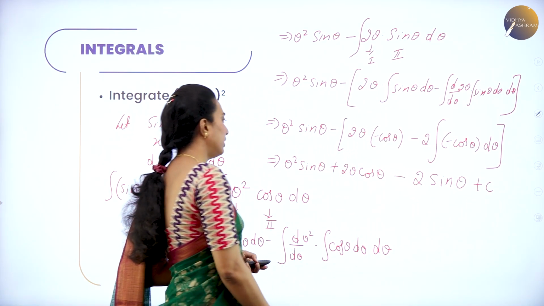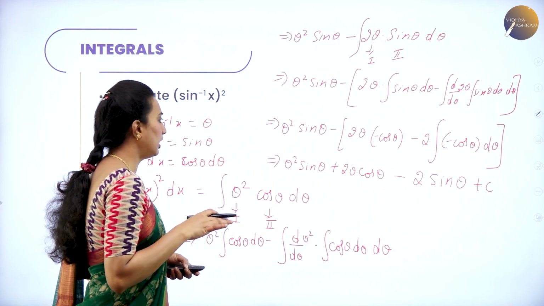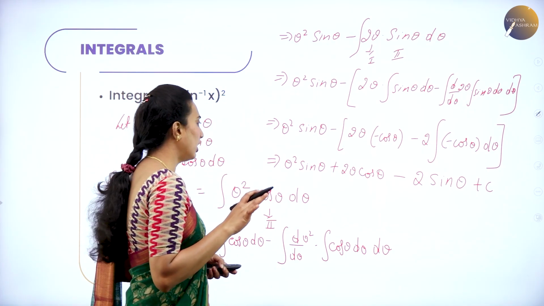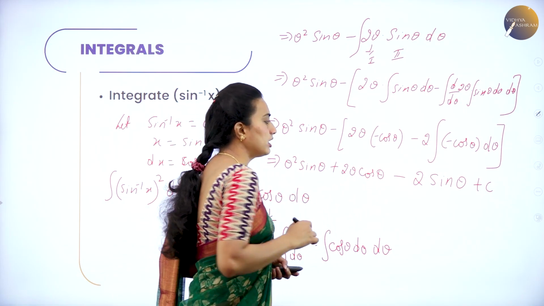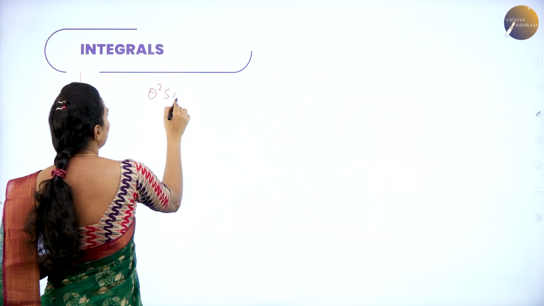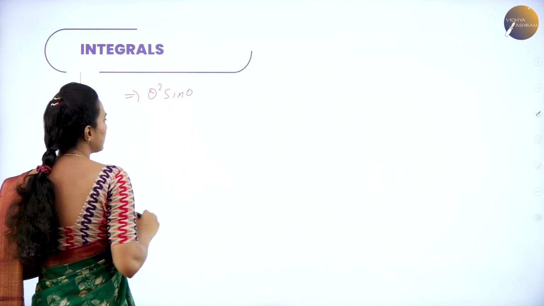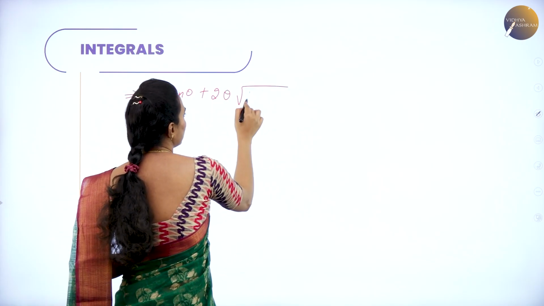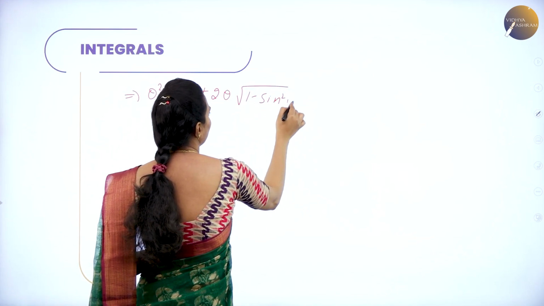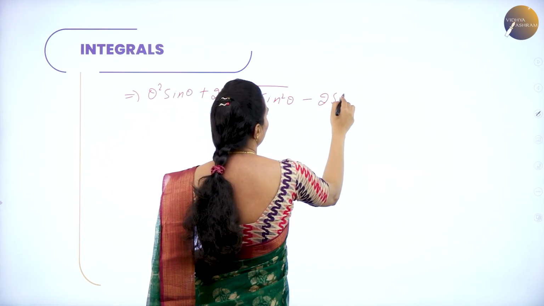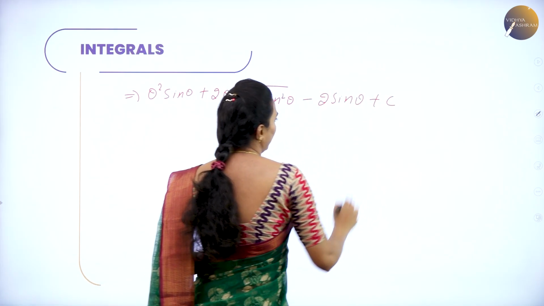Now again substituting back, theta is nothing but sine inverse x. So substituting this cos theta as square root of 1 minus sine squared theta, you are getting theta squared into sine theta, which implies again plus 2 theta, cos theta can be written as root of 1 minus sine squared theta, again minus 2 sine theta plus c, right?